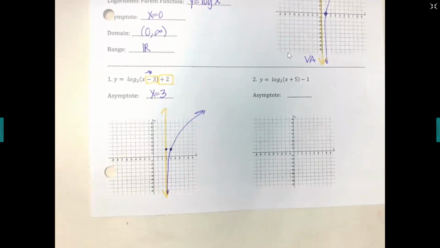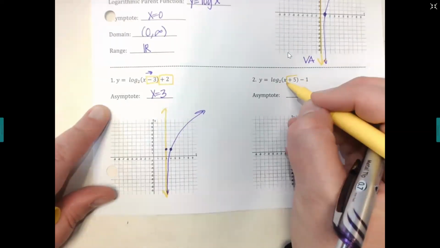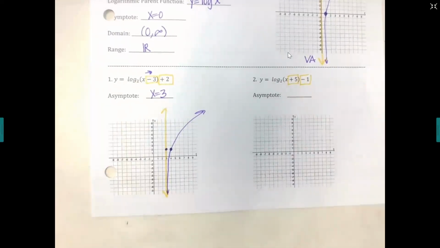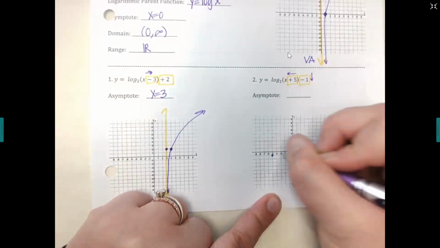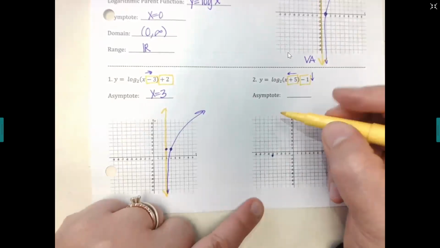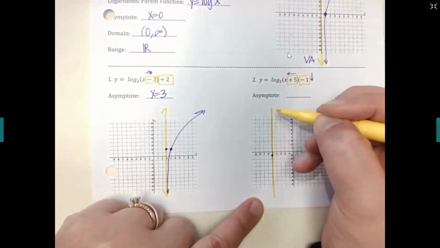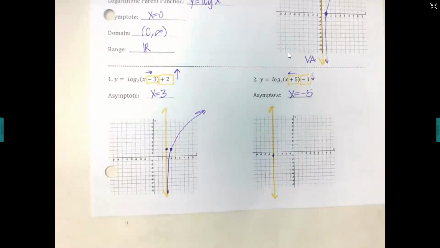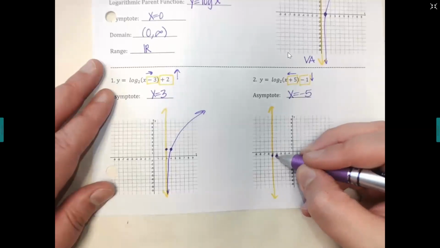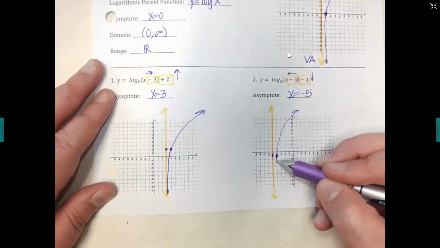Take a look at number 2. Which way are we moving if there's a +5? Left, and -1 will be down, so I'll go left 5, down 1. Remember, in that spot, I'm going to draw in my vertical asymptote. What will that number go through? X equals what? -5. And then from there, I'm going to place my dot 1 to the side, and then I'm going to draw in my shape, just like we did with exponentials. So 1 to the side, up and away, down and towards.